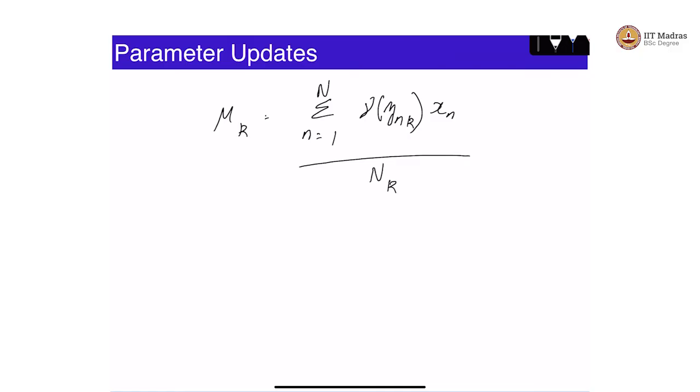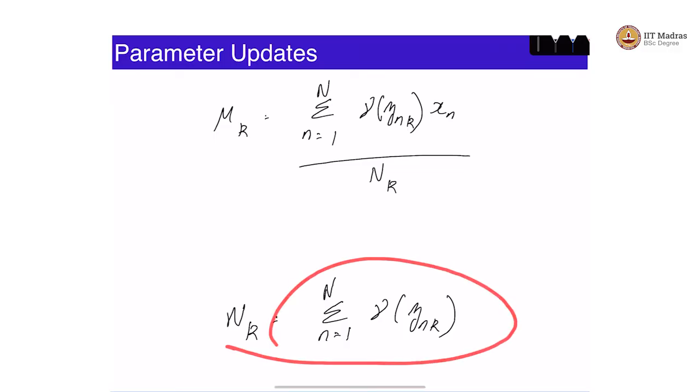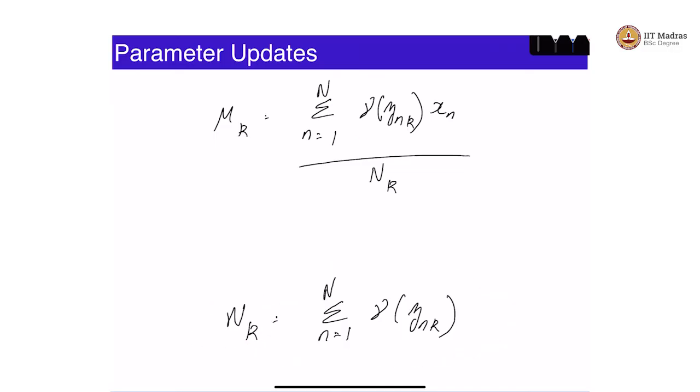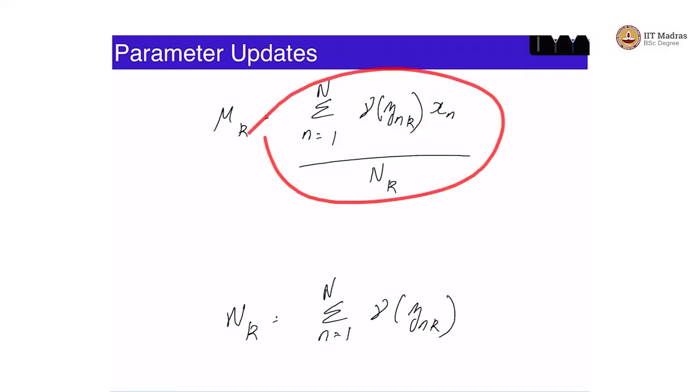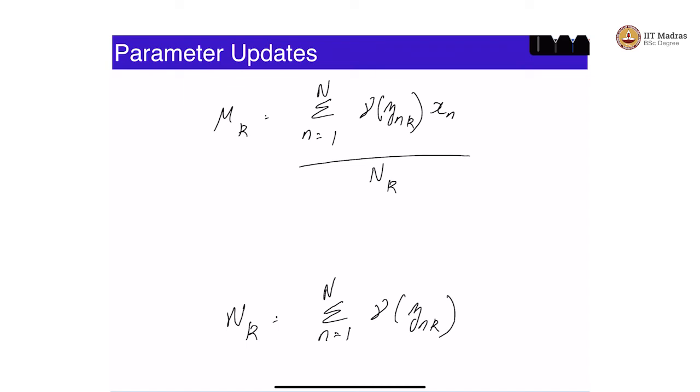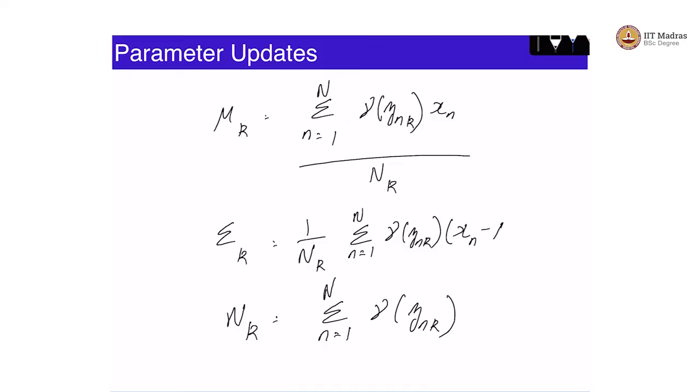And what will N_k be? N_k will simply be equal to the number of points assigned to cluster k, which will simply be the sum over n equal to 1 to capital N of gamma of z_nk. So this is a proxy for the number of points assigned to cluster k. So I just took the points assigned to cluster k and took a sample mean, and that's my parameter mu k. And you can do the exact same thing for the covariance also. Now my sigma k will simply be 1 by N_k times the sum over n equal to 1 to capital N of gamma of z_nk times (x_n minus mu k) into (x_n minus mu k) transpose.